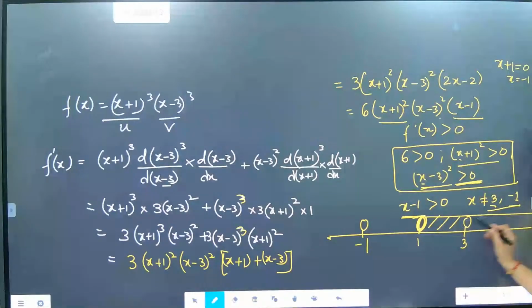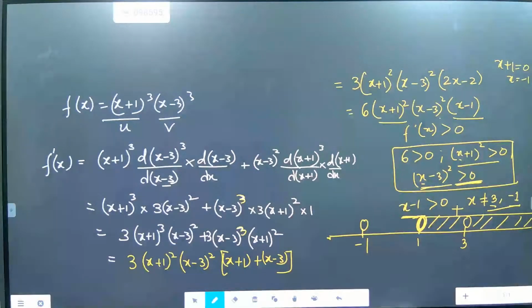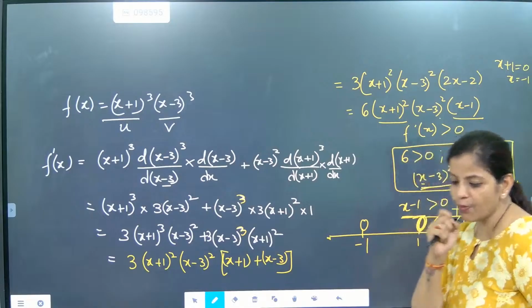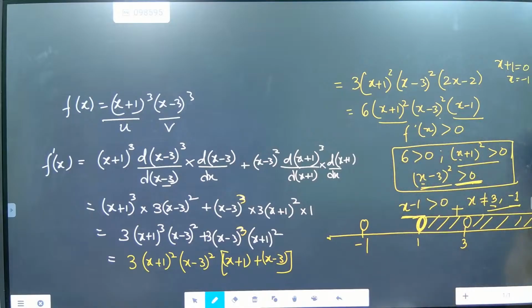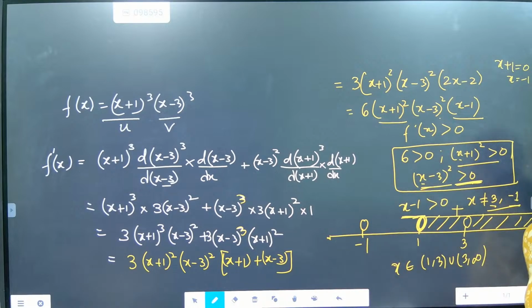positive. Got it? Because it is coming as plus. And right of this is all negative, decreasing function. Did you understand? But the most critical point here is we must not consider 3. So for increasing function, what will you write? X belongs to open interval 1 to 3, union 3 to infinity. Understood? So 3 was that point which, the moment you put it, will make it 0 greater than 0, which is a violation of the rule.